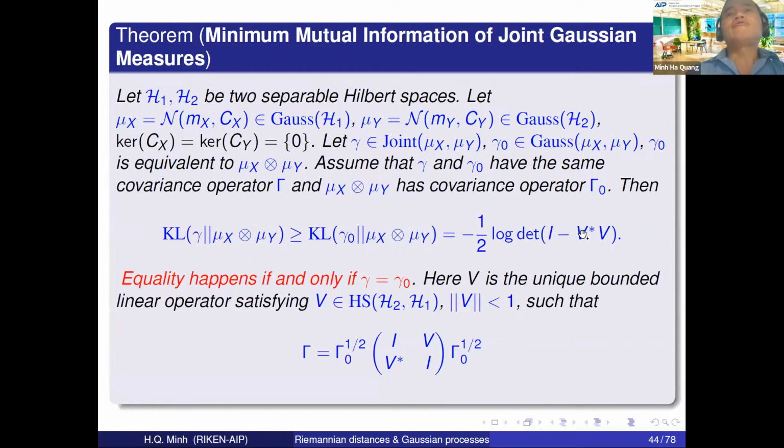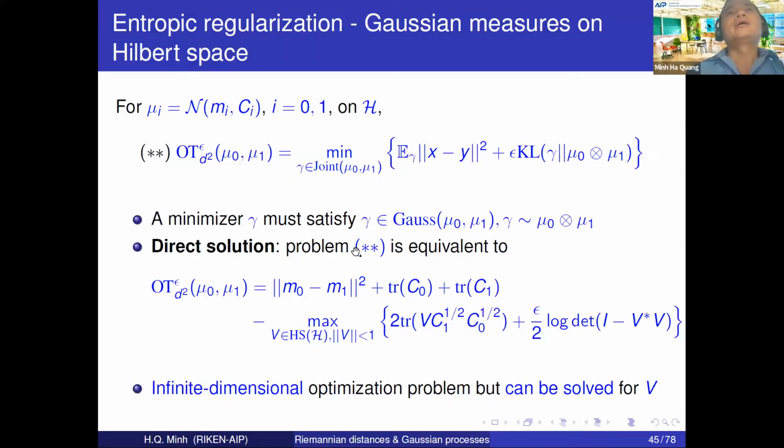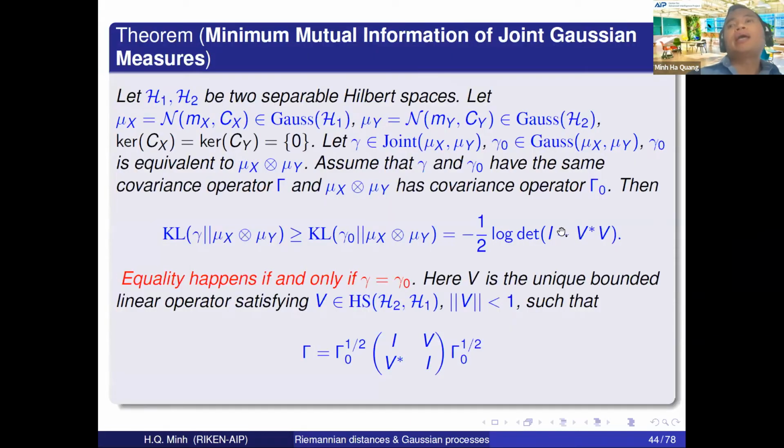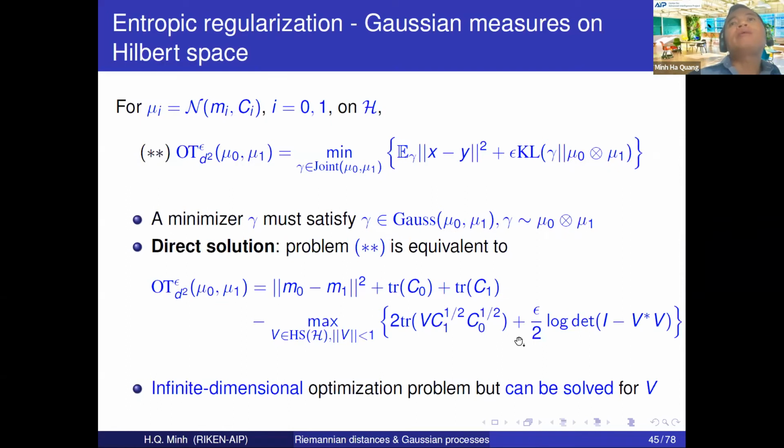And this operator V here just relates to the covariance operator of gamma 0, where gamma 0 is the covariance operator of this joint Gaussian measure. And as in the finite dimensional setting, with this minimum mutual information, because we are doing minimization, the minimizer has to be a joint Gaussian measure. And then if we plug this formula in, we can solve this optimization problem.